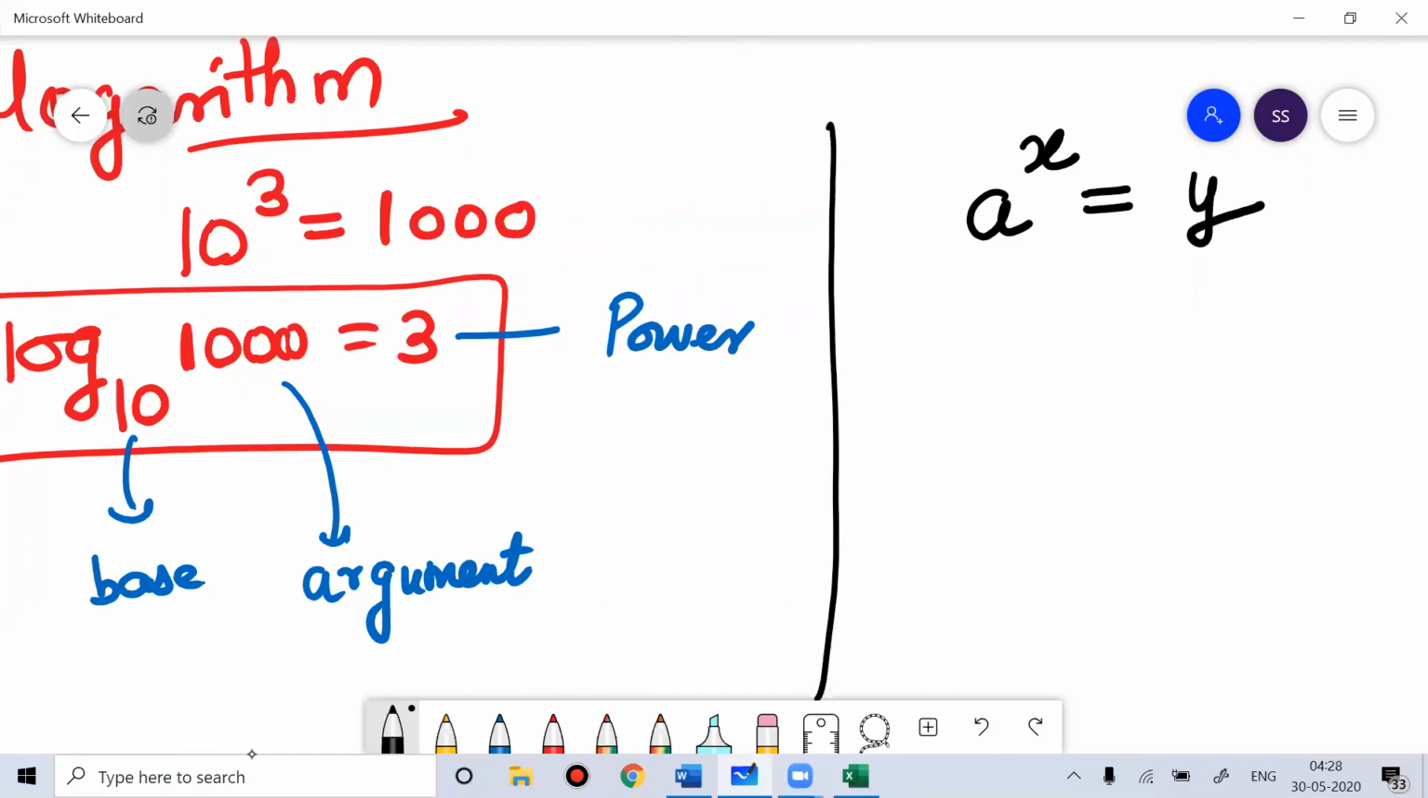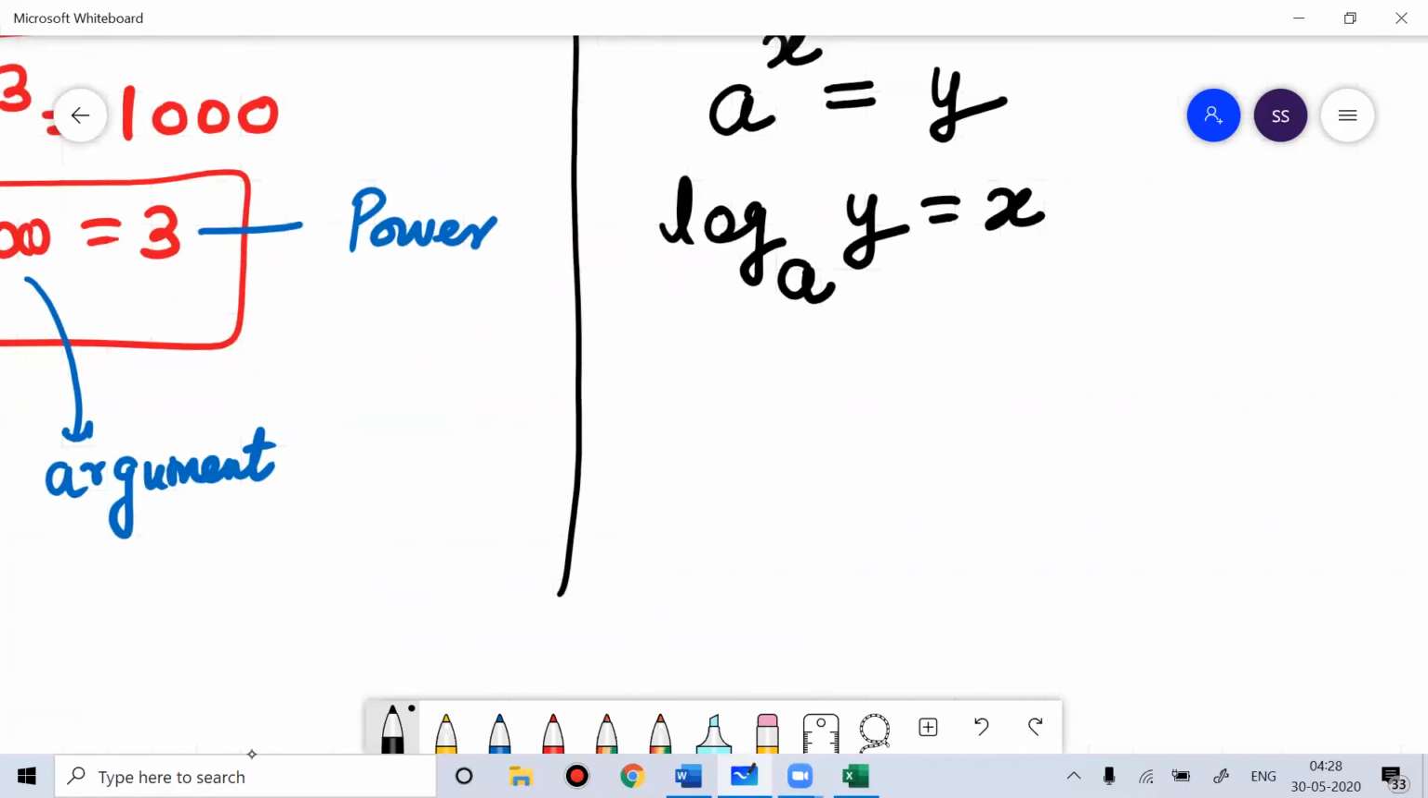So what is basically logarithm? The logarithm of a given number to a given base is the index of the power to which the base must be raised in order to get the given number. That is basically logarithm. So the same number, if you want to write in the form of log, how do you write it? You write log base a y equal to x.